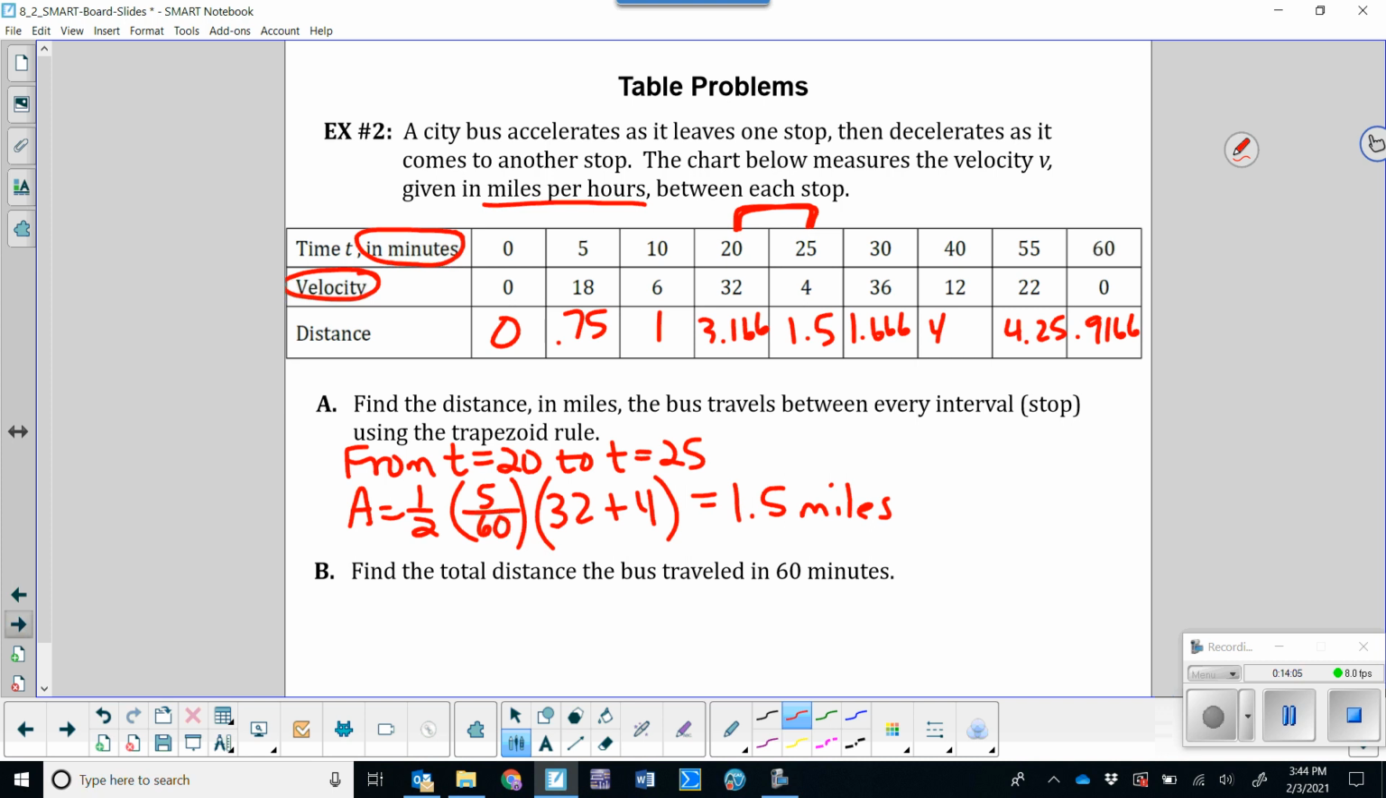Now, find the total distance the bus traveled in 60 minutes. Okay, so total distance equals, well, what did I find on the bottom row? I found the distance. So in order to find the total distance for this problem, I'm going to add up all of those values. So if you add up everything across the bottom there, you should get 17.2486 miles. Okay, so we found each little increment and found the distances between each stop. So the total distance traveled would be to add all of those up.